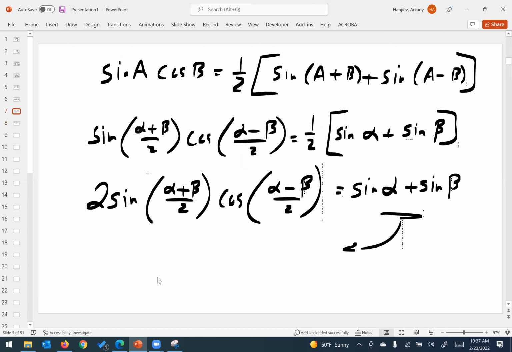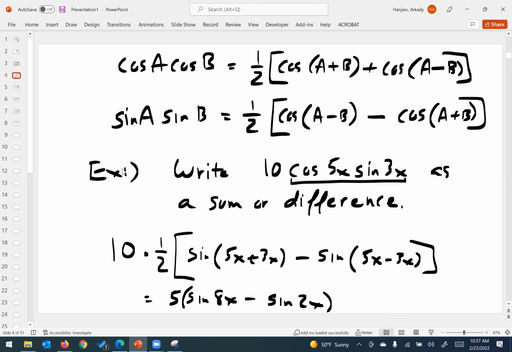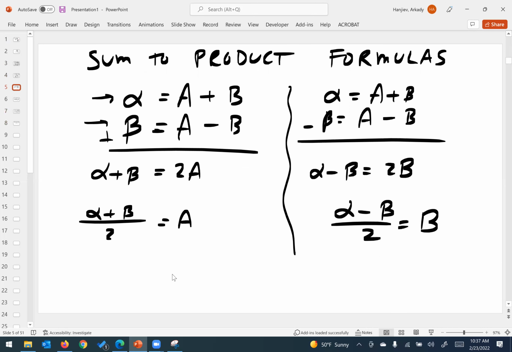Well, let's go over here. 5x is alpha, and 3x is beta. You don't have a or b with it. Right, so here's your relationship.